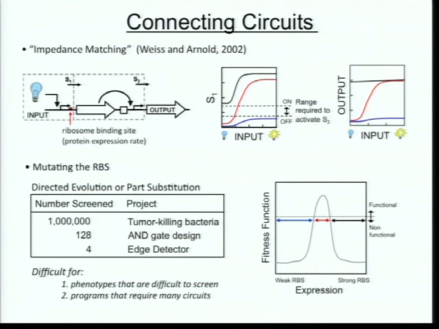It also gets very difficult to screen for the phenotypes that emerge from these more complex circuits like the edge detector and so on. And so what we decided to do is be more quantitative about it, where we developed a very simple thermodynamic model of all of the interactions that give a ribosome binding site its strength.